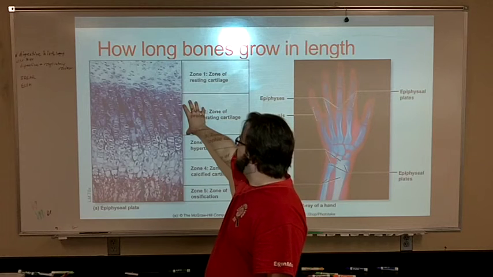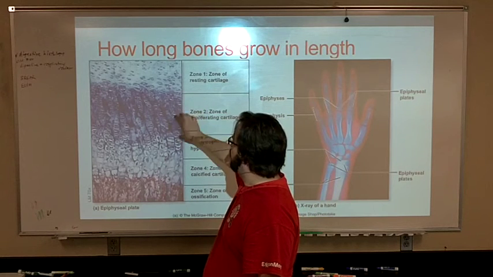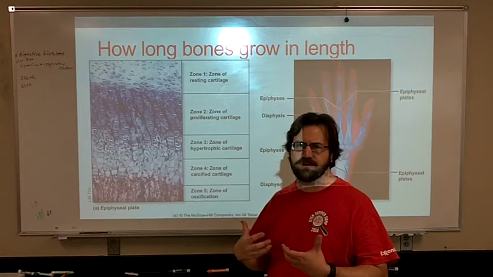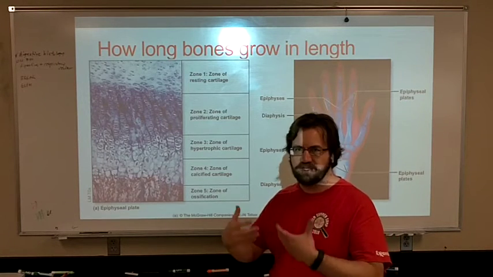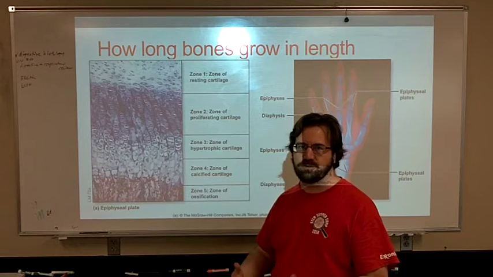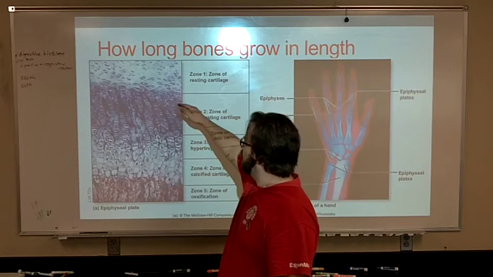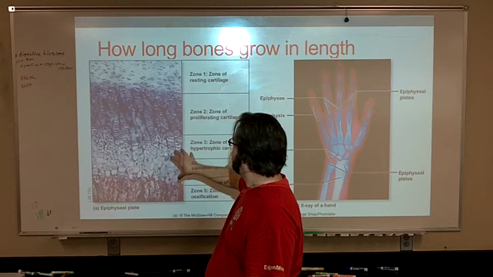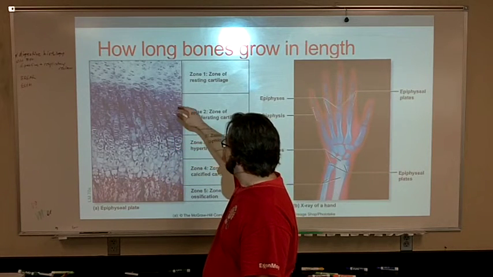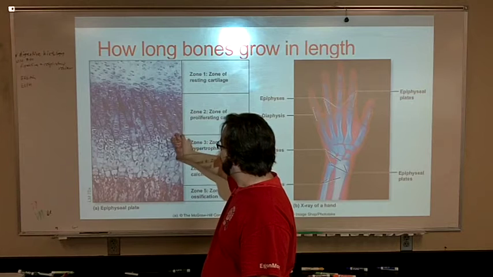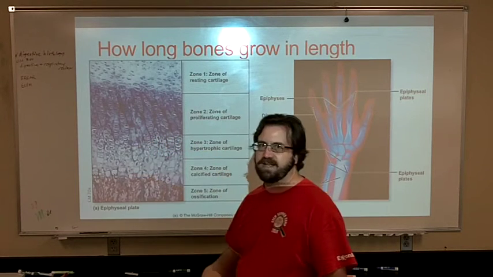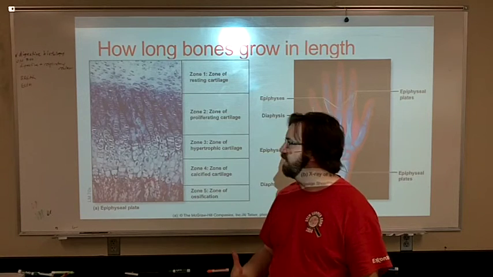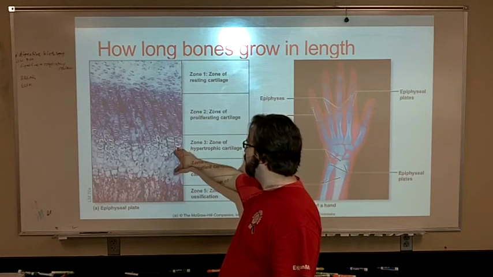Under that, or closer to the middle of the bone, is proliferating cartilage. That's where you've got lots of those chondroblasts that are busy building new cartilage over and over and over again. So this cartilage looks kind of stacked into plates. Then the cartilage stops actively proliferating and starts filling itself out, and that's called hypertrophy, large growth. And so this is hypertrophic cartilage.